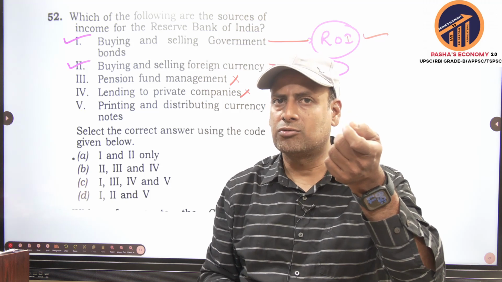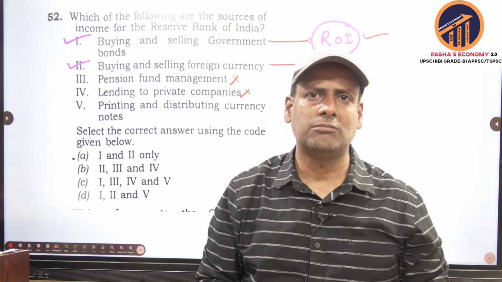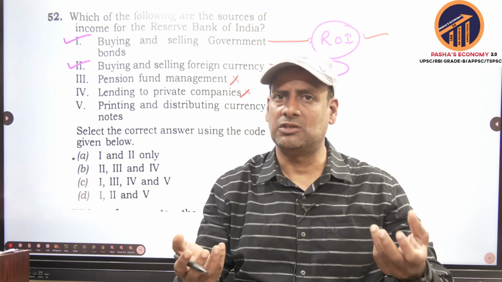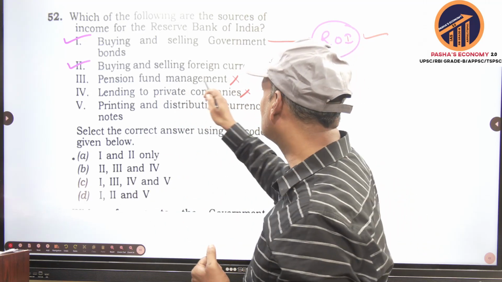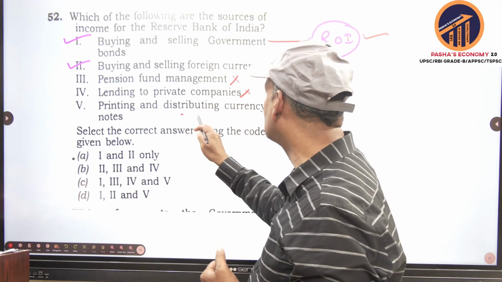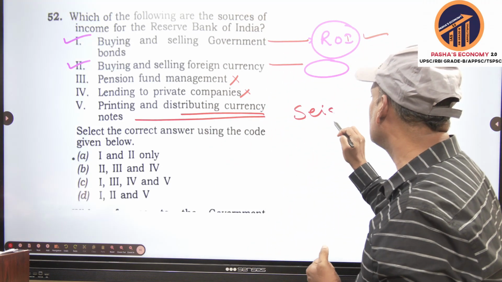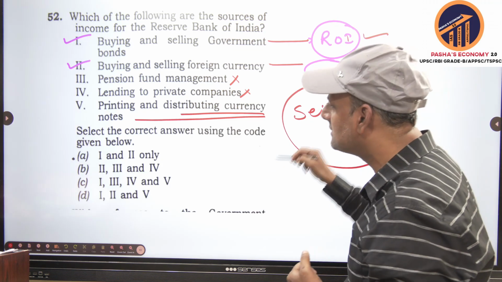Usually corporate certificates of deposit, even the commercial papers, and even lending for merchandise purposes are done by the scheduled banks, not by the Reserve Bank of India. The point to understand is that pension fund and these 2 are not. Printing and distributing currency notes, RBI gets revenue, that is called seigniorage. Seigniorage is the revenue of the Reserve Bank of India from currency printing.